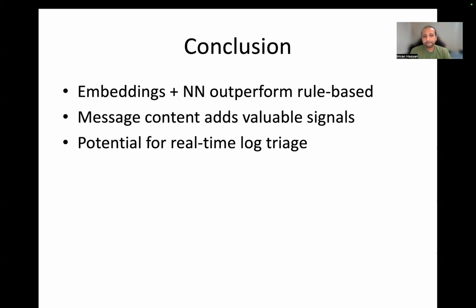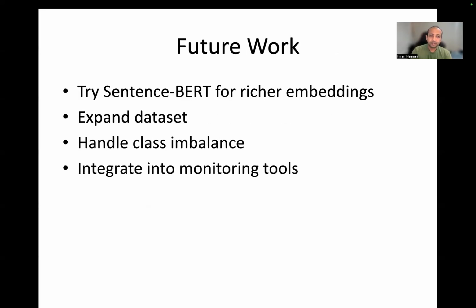Conclusion: embeddings and neural network outperform rule-based. Message content adds valuable signals, with potential for real-time log triage. Future work: we can try using sentence BERT for richer embeddings, expand the dataset, handle class imbalance, and integrate into monitoring tools for better real-time use.